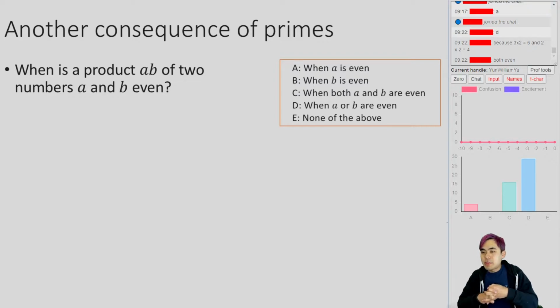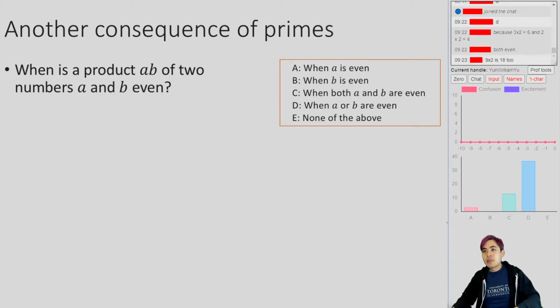So in this particular case, you have to be a little careful about how mathematicians refer to numbers. It is certainly true that when a is even, the product is even. When b is even, the product is also even. When both of them are even, you also get an even number. But when even just one of them is even, you get an even number. Yeah, exactly. So 9 times 2 is 18.